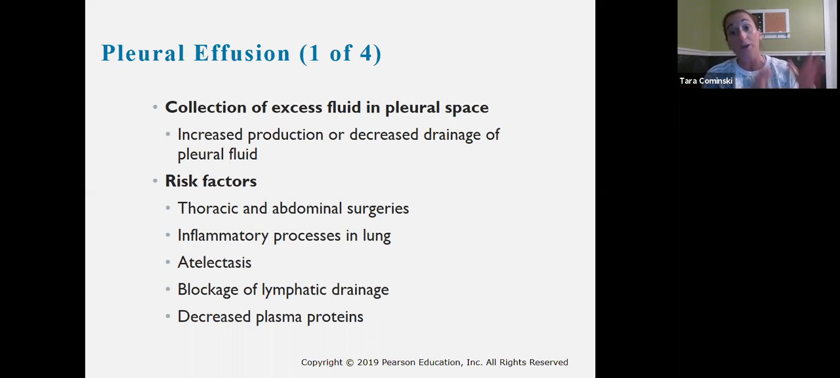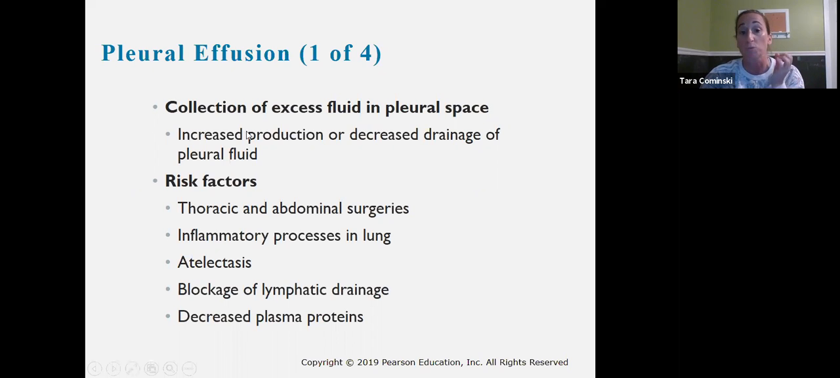Now you can have fluid that accumulates in that interpleural space, and that is called pleural effusion, okay? So this is not excess air, this is excess fluid, again in that pleural space, okay? And there are a couple different factors that can contribute to this.